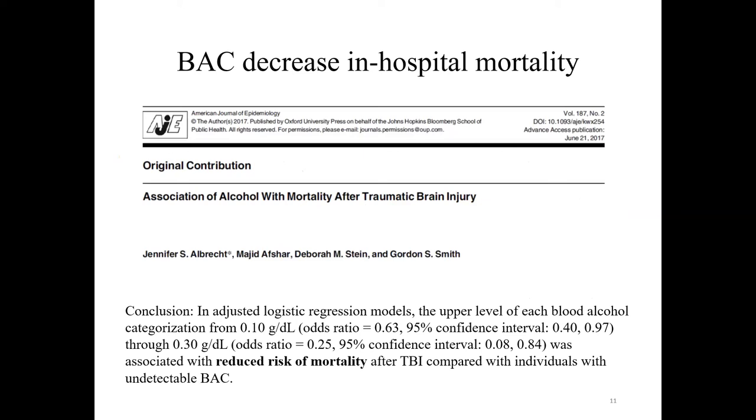In 2018, in a retrospective cohort study on individuals treated for isolated traumatic brain injury, with 282 patients BAC positive and 802 patients BAC negative, it was observed that positive blood alcohol was associated with decreased risk of mortality among individuals with penetrating injuries.